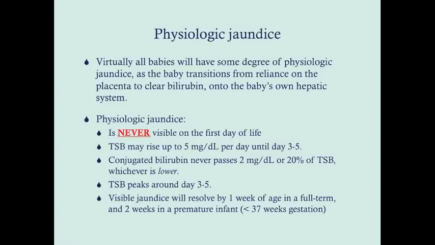Problem is, baby's typically not in the hospital around then. And then visible jaundice, if it's present, will resolve by 1 week of age in a full-term baby, and typically by 2 weeks of age in a premature infant, defined as less than 37 weeks of gestation. And the reason it takes longer in the premature infant is for all of those reasons I described, that the baby's liver and GI tract still need a few more days to come to maturity, even after the baby is born.